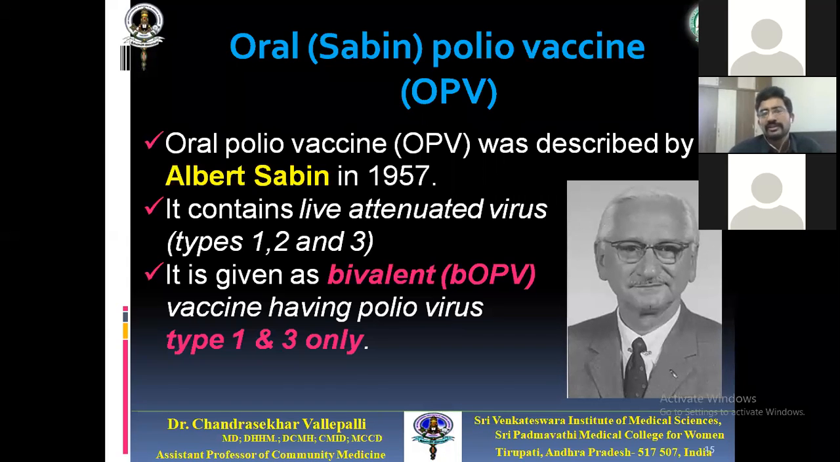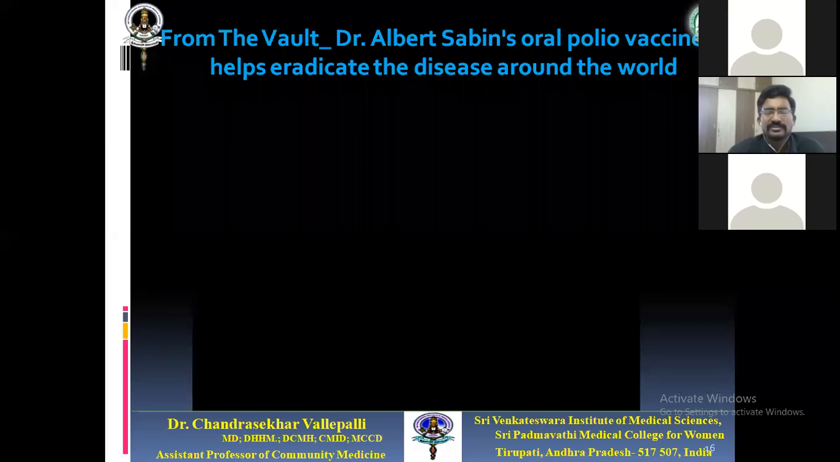So eventually, type 2 was removed. At present, we are giving only type 1 and type 3. That is called bivalent OPV. So previously it was called trivalent OPV, small t OPV. Now we are giving bivalent OPV for this national immunization schedule. Okay. So just listen to the words of this Albert Sabin.